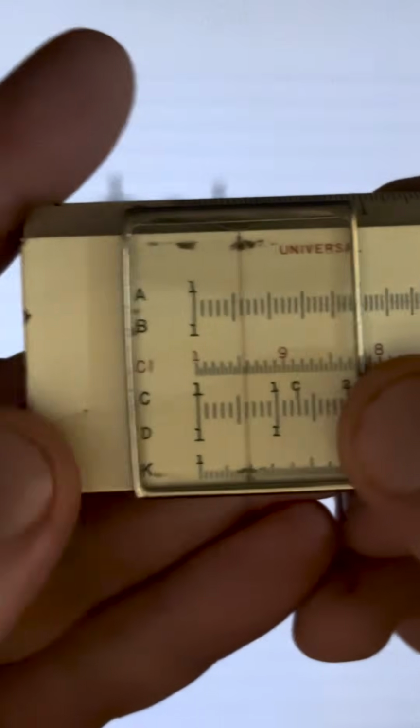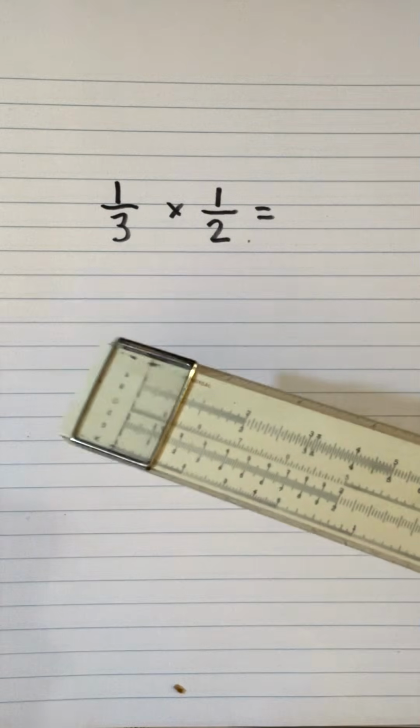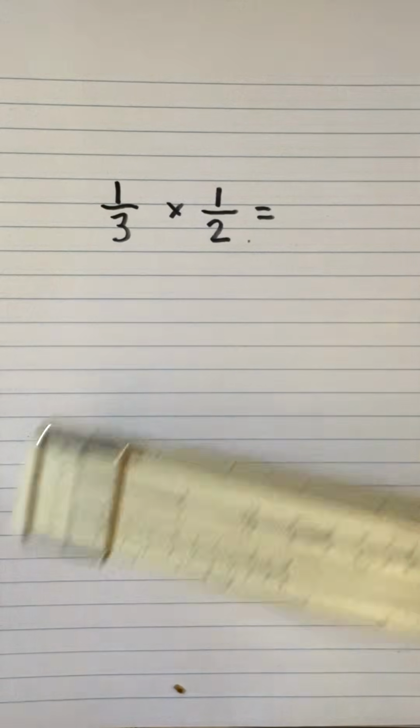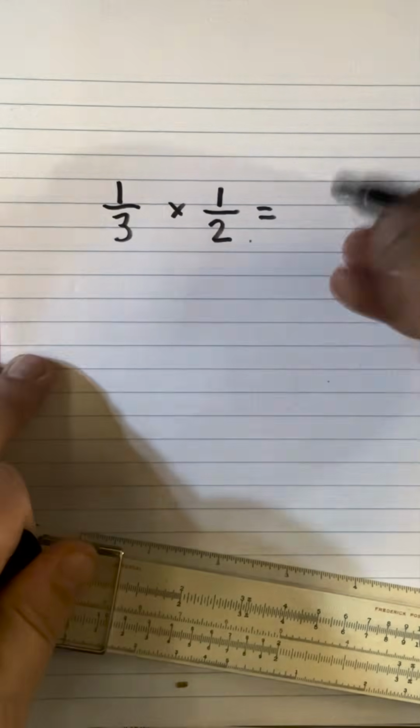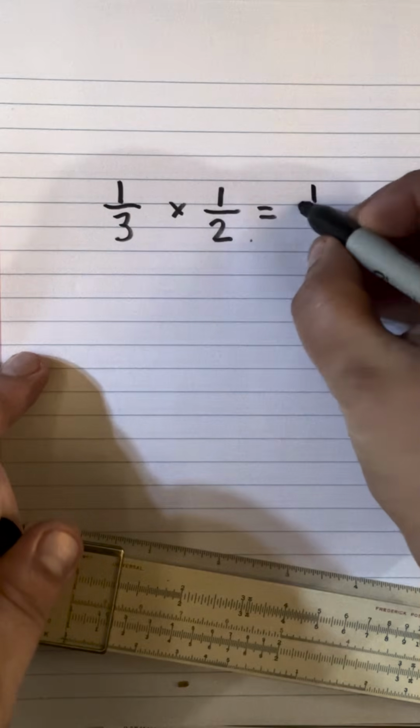One thing about doing math on the slide rule is I believe it can change your perception on how math works. So let's do a simple problem. Let's do 1/3 times 1/2. Now, we already know the answer. We can just do that in our heads. That's going to be 1/6.